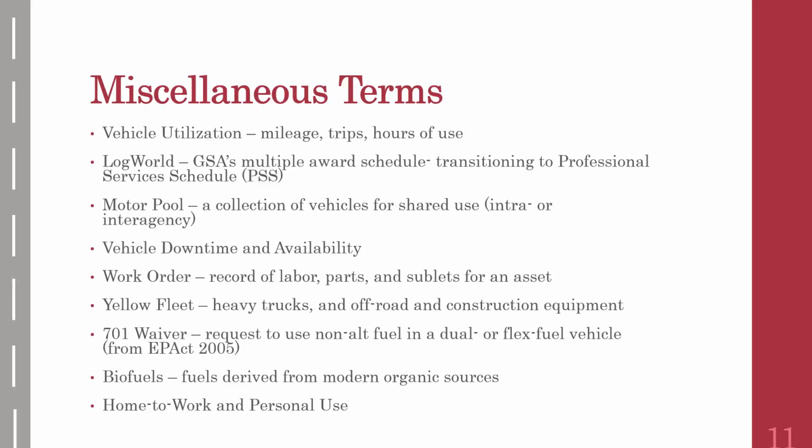And we have work orders, which are a record of labor, parts, and sublets for an asset, and that's usually done for each repair event. So when a vehicle is dropped off for maintenance, one work order is created, all the repairs are performed, and the vehicle is inspected, and then it's put back in service, and then you would have no open work orders until the next time the vehicle is in for maintenance.